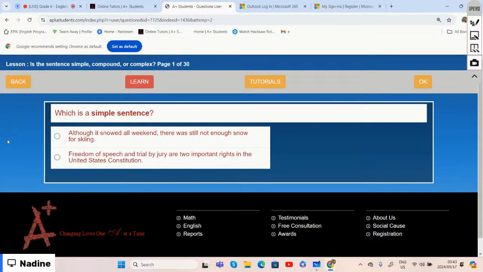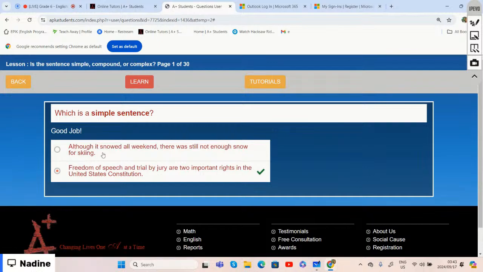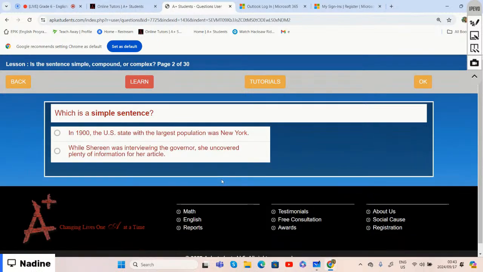And if we were to identify our simple sentence, then we can say it is option two. Freedom of speech and trial by jury are two important rights in the United States Constitution, which is a simple sentence. Option one, sorry. In 1900, the US state with the largest population was New York. Or option two, while Shireen was interviewing the government, she uncovered plenty of information for her article.